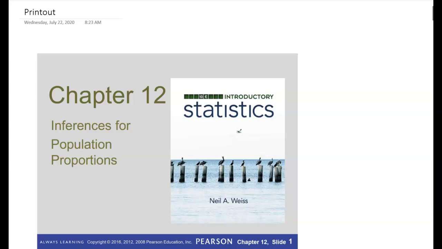In this video, we're going to look at population proportions, specifically one population proportion. We're going to look at confidence intervals and a hypothesis test for one population proportion.